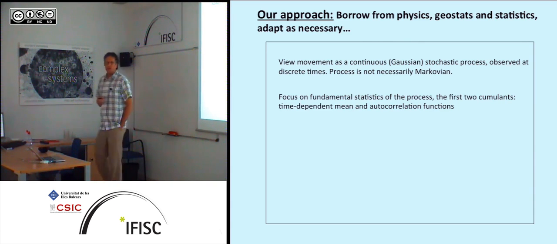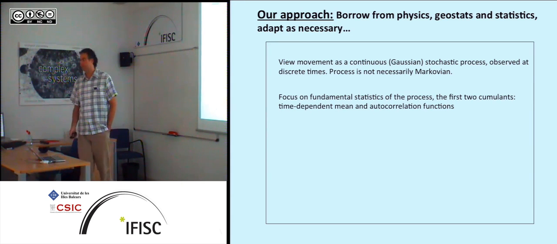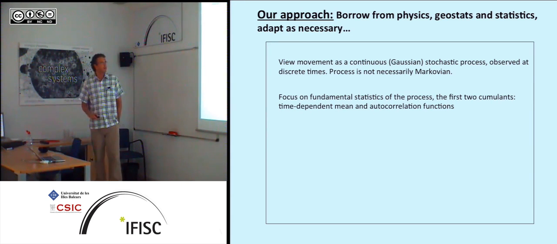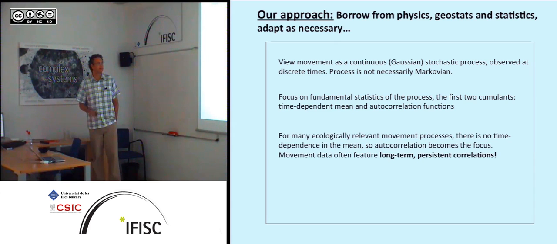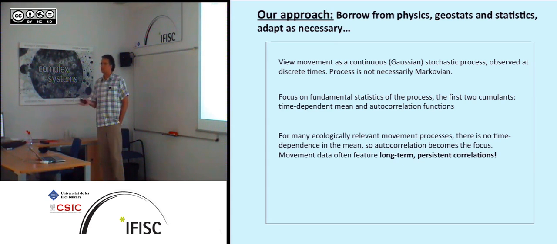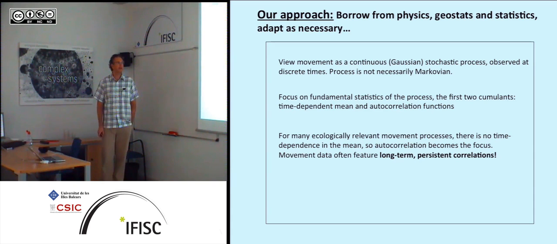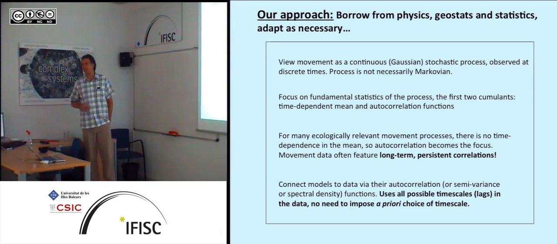Okay, from that perspective, statistically, you want to focus on the fundamental statistics of the process. The Gaussian process is entirely characterized by its first two cumulants, the time-dependent mean and autocorrelation functions. So that alone switches the focus from a lot of the things that ecologists have worried about. Suddenly, autocorrelation is not your enemy, it's not something evil, it's one of the more informative things you can actually measure from the data. And for many ecologically relevant movement processes, you don't see time dependence in the mean. Of course, for something like migration, you will, but for non-migratory species, a lot of the time, the mean is stationary, and you can focus only on the autocorrelation, which allows you to get at these long-term persistent correlations in the data.